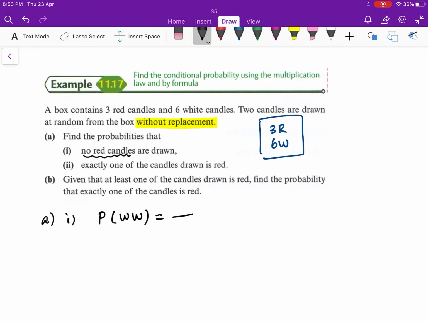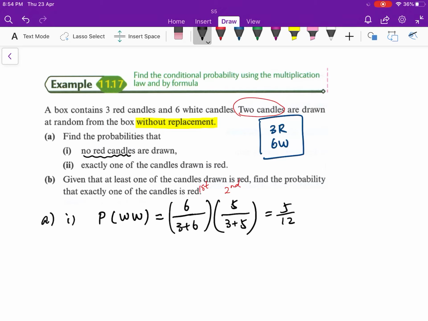Now think about it. For the first one, the total number will be 3 plus 6, so you have 9 candles in total, and you want to find the white one. This is your first one. But don't forget we need to take out 2 of them, so you still need to think of the second one. Because you already took out 1 white, you have 5 white candles left out of 8. After you multiply them together, you get the final answer, 5 out of 12. Simplify it. So A1 is done, then we go to A2.